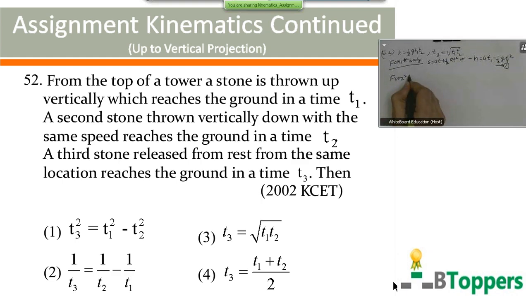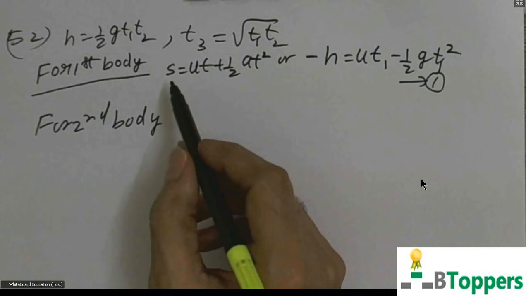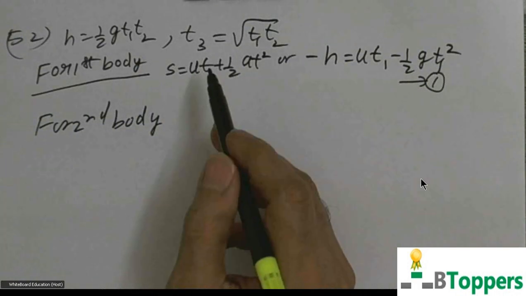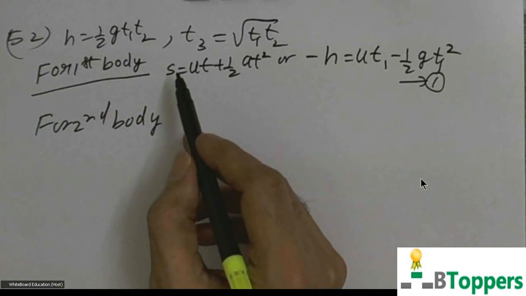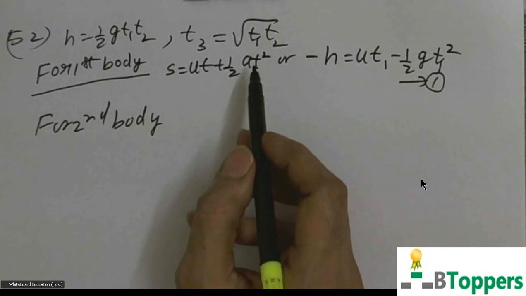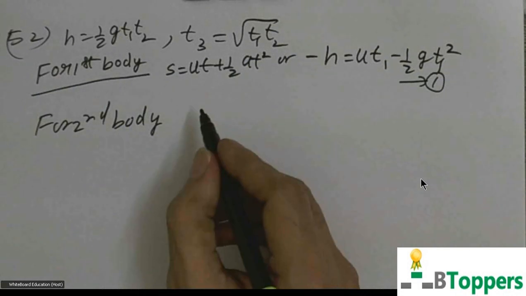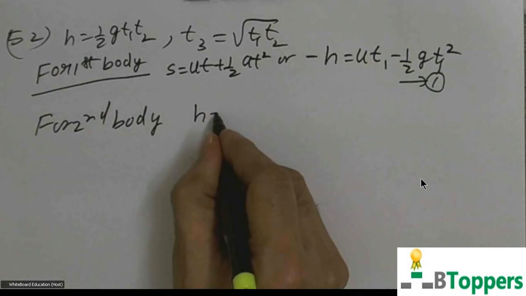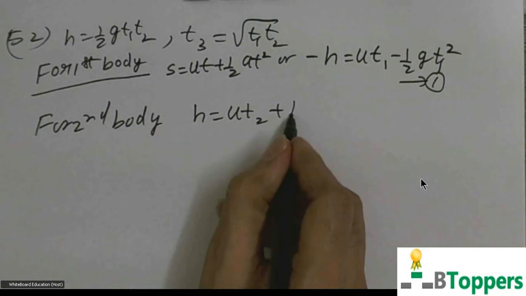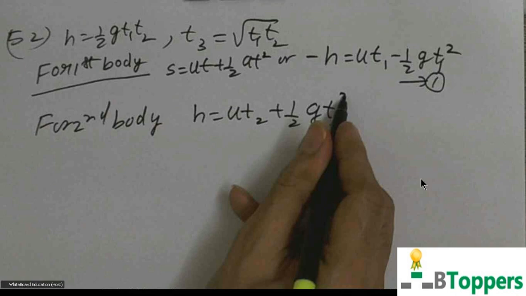For the second body, which is projected vertically downwards, the initial velocity is directed vertically downwards, the displacement is also directed vertically downwards, and the acceleration is also directed vertically downwards. So for the second body, all three vector quantities s, u and a are directed in the same direction. So you can give the same sign for all quantities. You can give a positive sign for all three, or you may also give a negative sign for all three, so all negative terms finally become positive in the equation. So for the second body, you can write h equal to ut2 plus half g t2 square.